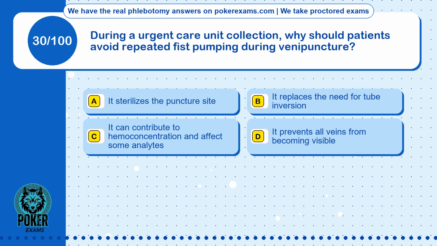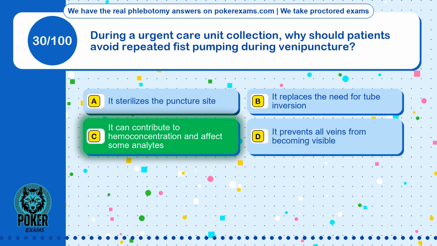Question 30. During an urgent care unit collection, why should patients avoid repeated fist pumping during venipuncture? Option A. It sterilizes the puncture site. Option B. It replaces the need for tube inversion. Option C. It can contribute to hemoconcentration and affect some analytes. Option D. It prevents all veins from becoming visible.